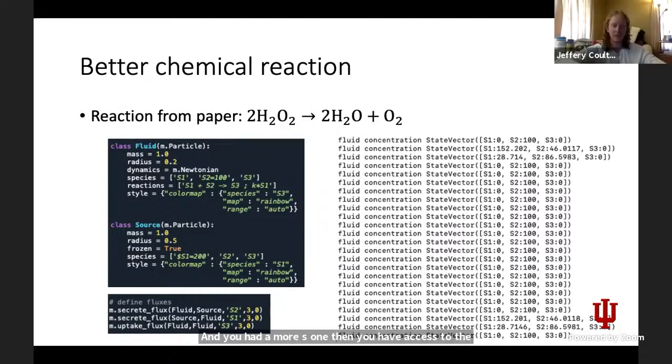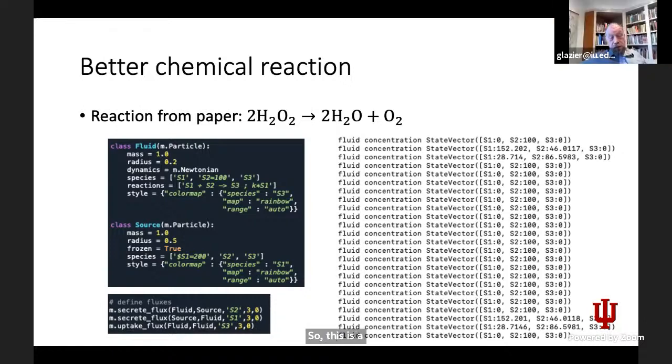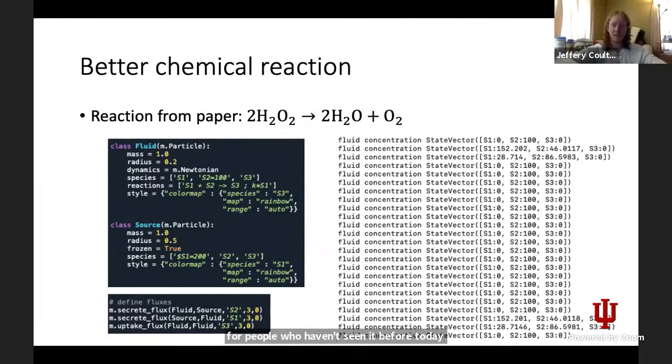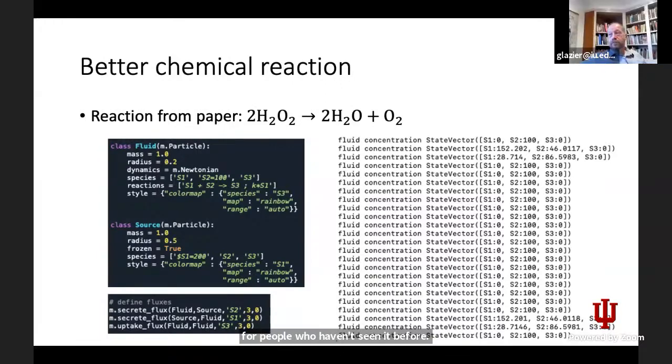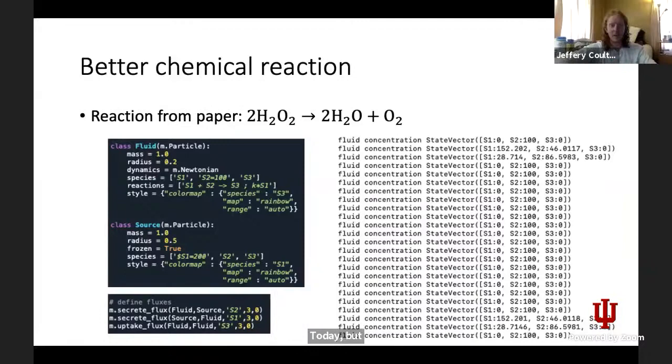Okay, yeah. So, if it doesn't work, then that's a whole other question too. But we'll review antimony syntax very quickly for people who haven't seen it before today. Okay, yeah.